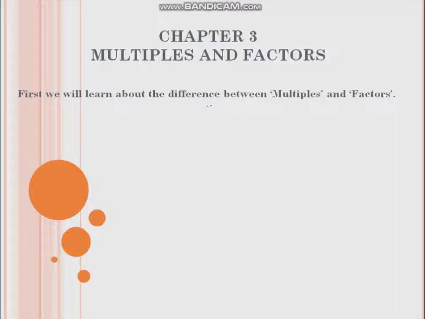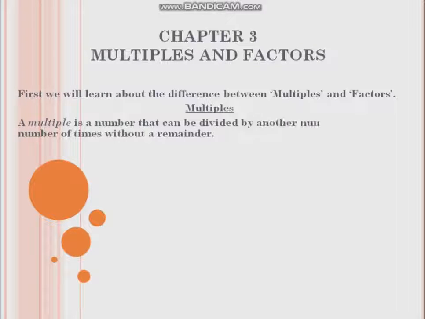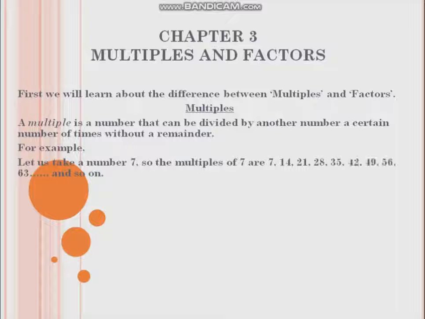So what is a multiple? A multiple is a number that can be divided by any other number a certain number of times without a remainder. For example, let us take a number 7. So the multiples of 7 are 7, 14, 21, 28, 35, 42, 49, 56, 63, and so on.